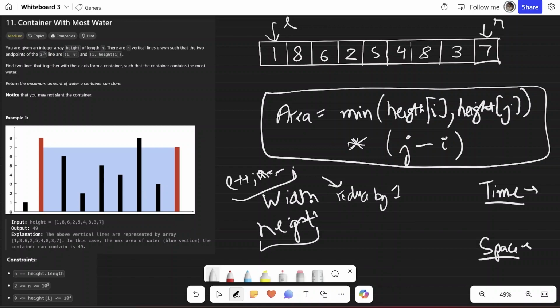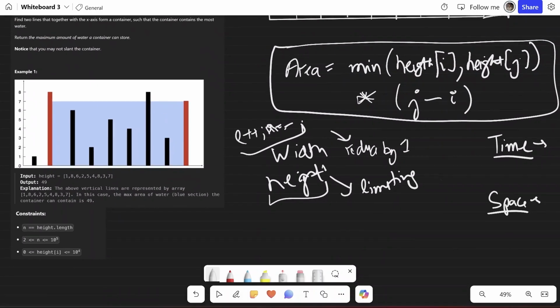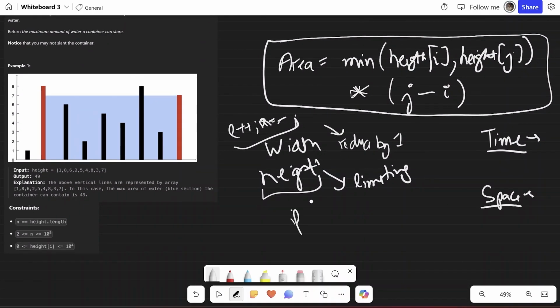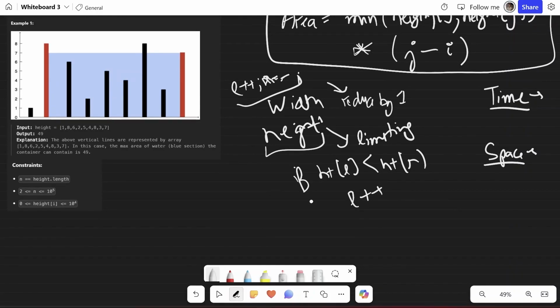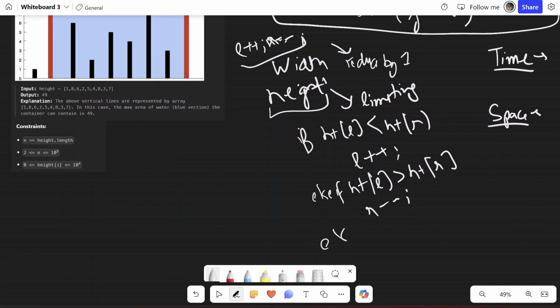So we know that height is limiting, and if height of L is less than height of R, then we'll do L plus plus. Otherwise, if height of L is greater than height of R, that means we'll do R minus minus. And if both are the same, what can we do? In that case, we'll just do both.